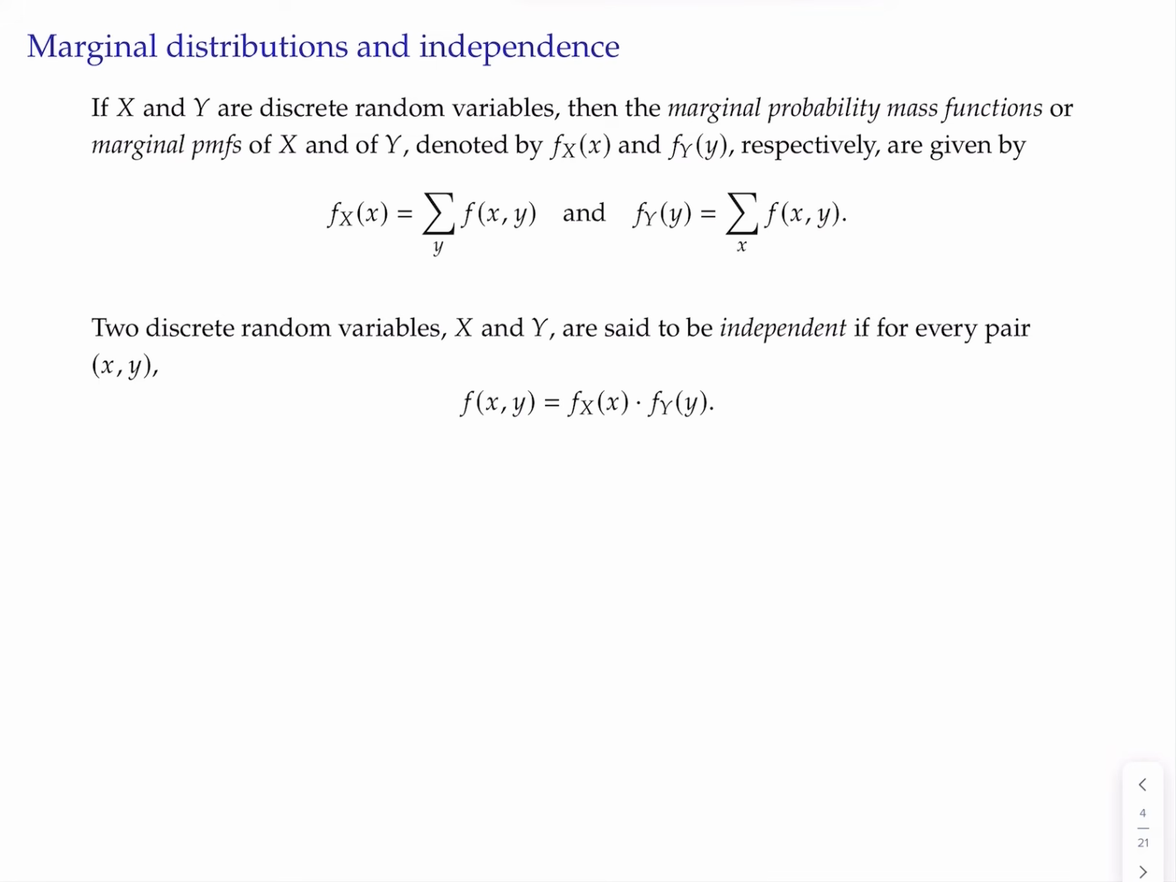Is it x or is it y? So we subscript it to be explicit about what variable we're talking about. This expression says the joint PMF is just the product of the marginal PMFs. If x and y are independent, then that expression will hold.